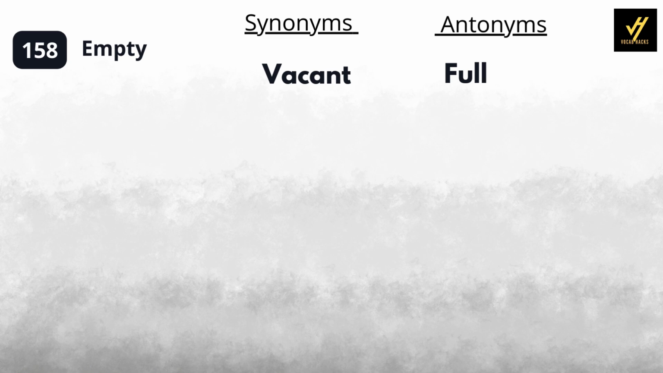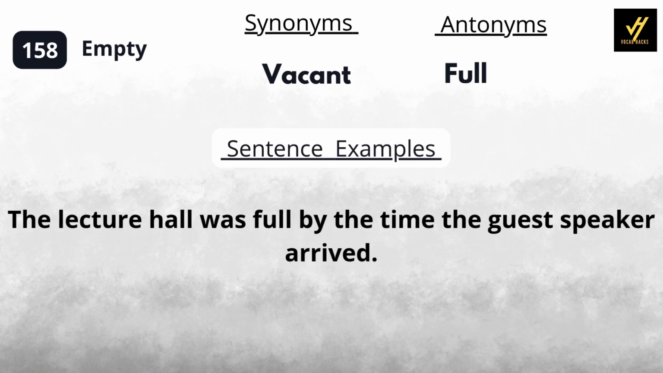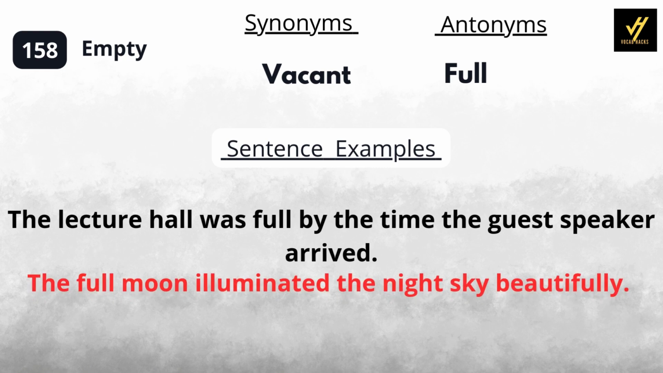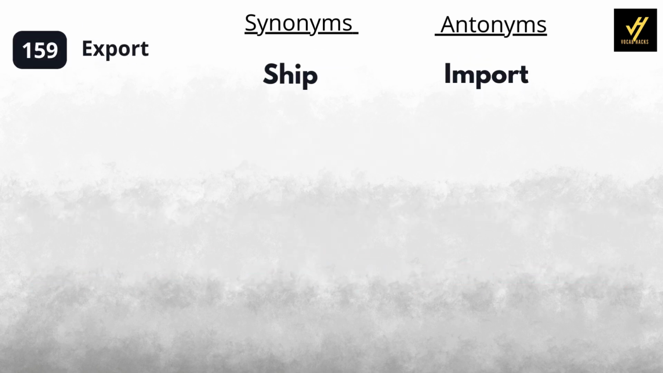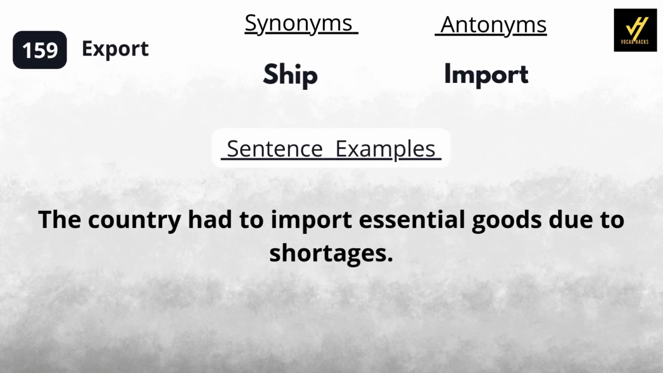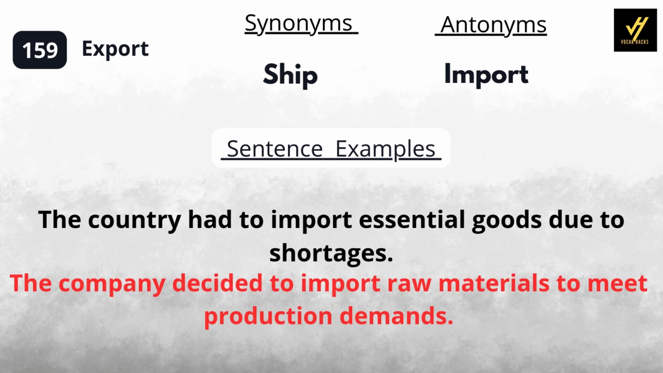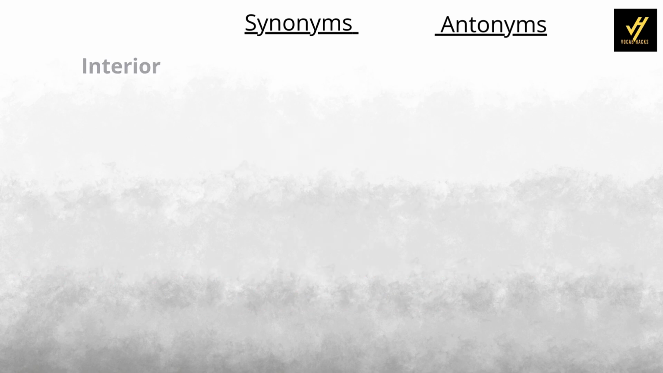Empty, vacant, full. The lecture hall was full by the time the guest speaker arrived. The full moon illuminated the night sky beautifully. Export, ship, import. The country had to import essential goods due to shortages. The company decided to import raw materials to meet production demands.